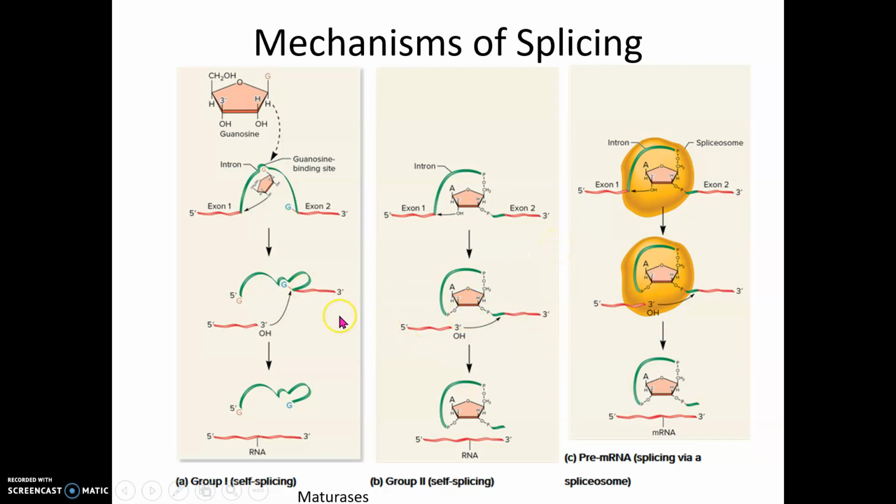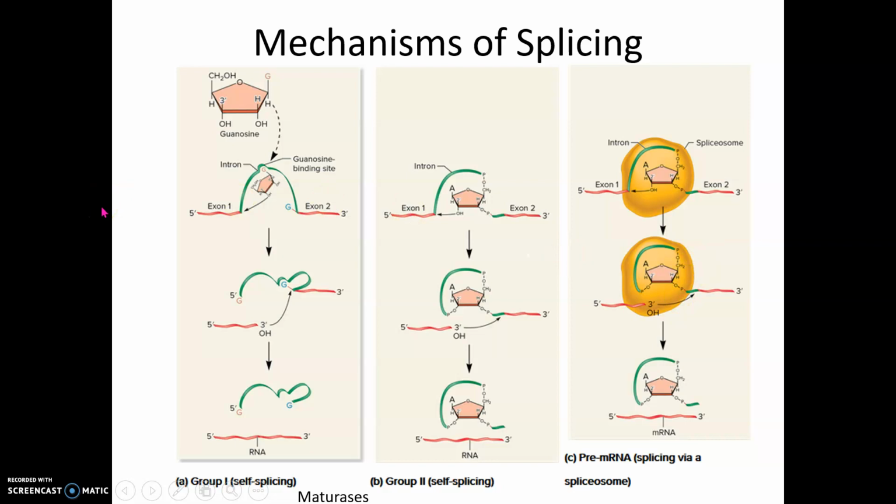So there's group 1 and group 2, which are self-splicing mechanisms. And then there's splicing with the spliceosome, which mRNA uses, and we'll go into more detail with that. Group 1 is found in some rRNA genes in some simple eukaryotes, some protein coding genes, some tRNA and rRNA in mitochondria, and in some chloroplasts. Group 2 splicing is found in some protein encoding mRNAs, some tRNA, rRNA, also in mitochondria and chloroplasts. And then we know that most protein coding genes that make mRNA in eukaryotes use spliceosomes.